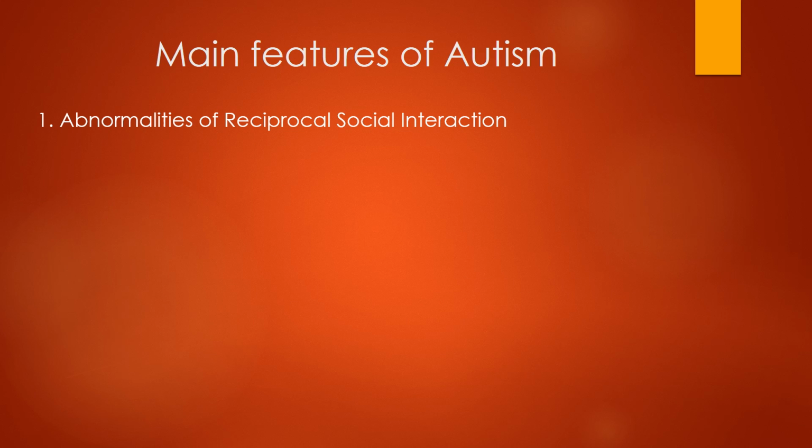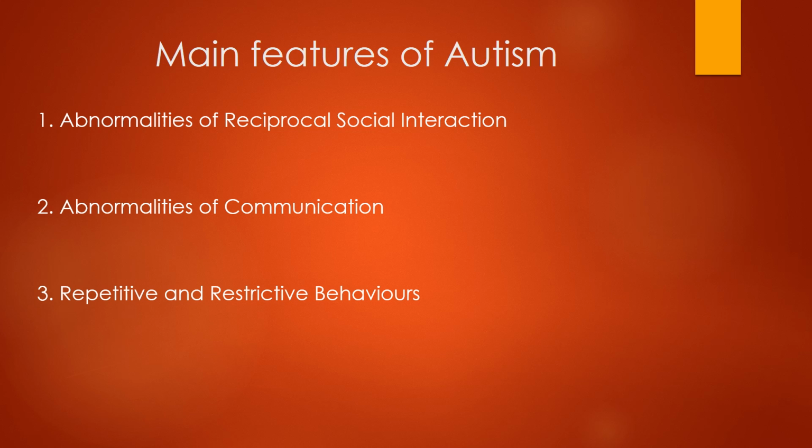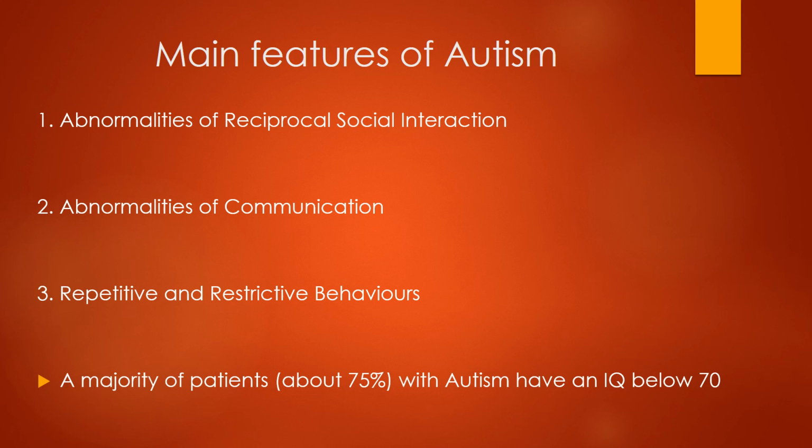The main features of autism are abnormalities of reciprocal social interaction, abnormalities of communication, and repetitive and restrictive behaviors. A majority of patients with autism have an IQ below 70.